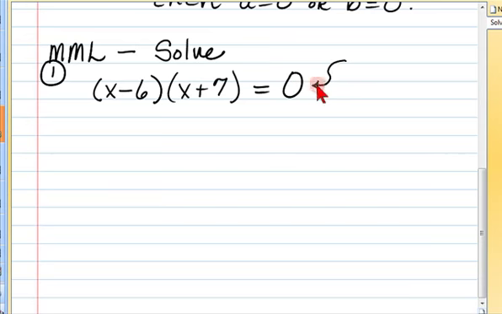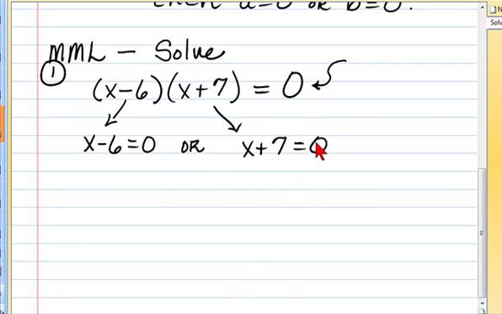You always want your quadratic equations equal to 0, because now you can use the zero factor property. And the zero factor property says if this factor times this factor equals 0, then one of them has to equal 0. So here's what I'm going to do. I'm going to say x minus 6 equals 0, or x plus 7 equals 0. One of them has to equal 0.